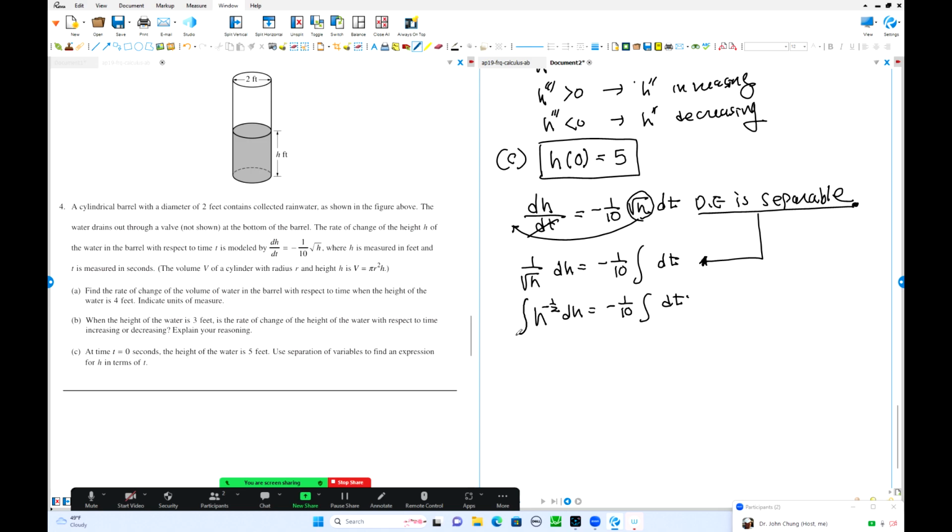How can you find the antiderivative of this one? Plus 1 there, okay? So the exponent plus 1 is positive 1 half, and divided by 1 half, that is 2, isn't it? Over here, 1 over 1 half is 2, right? That is 2 h to the 1 half. That is the antiderivative. The next one, negative 1 over 10, that is t, isn't it? Are you okay with this?